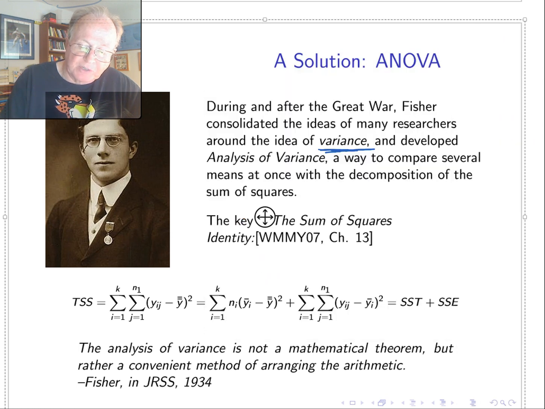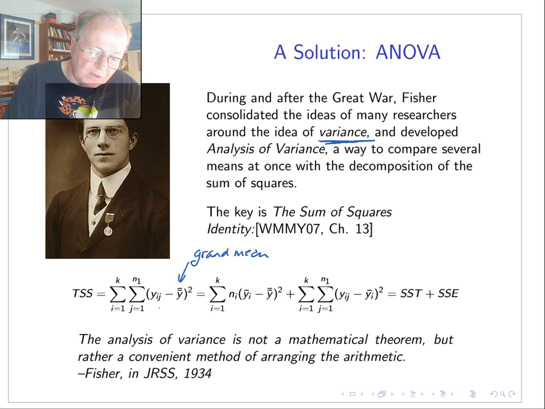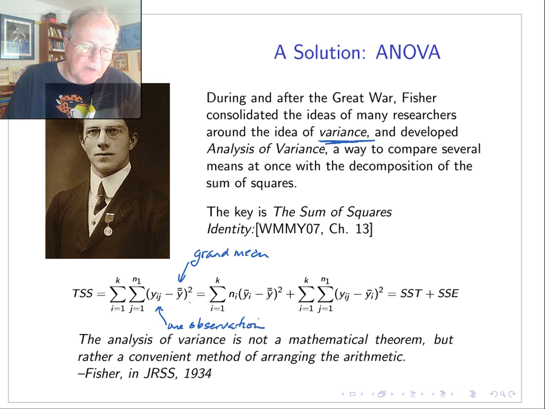So the sum of squares identity's pretty neat. You can figure it out with simple algebra. He says take the total sum of squares. So find the deviation from the grand mean of all observations. So that Yij is one observation. We'll calculate the squared deviation of all the observations from the grand mean, add them all up. That'll give the total sum of squares.